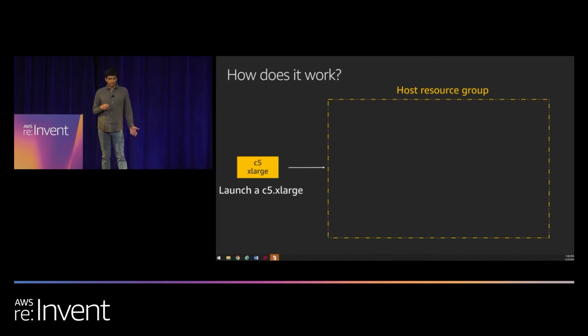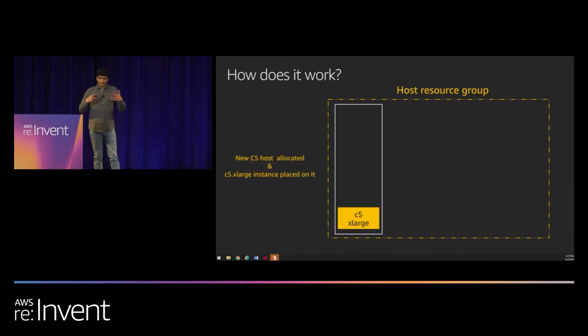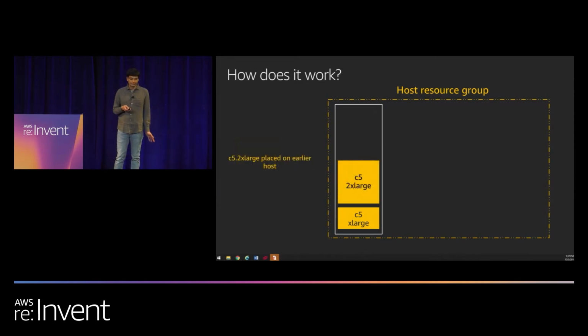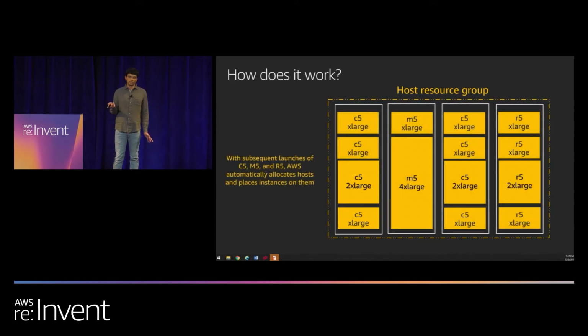So let's just take a look at a quick example of how this works. Say you have an ASG which has to launch a C5 extra large instance. Now to begin with, there is no dedicated host available. So it automatically allocates a host, and then launches the instance on it. Now say another ASG comes in, and it's got to launch a 2XL instance. It sees that the dedicated host is already available and has capacity to launch a 2XL instance. Once again, note that the same dedicated host can launch the extra large and 2XL instance on it. So that gets launched. And that's how all the subsequent launches will work as well.